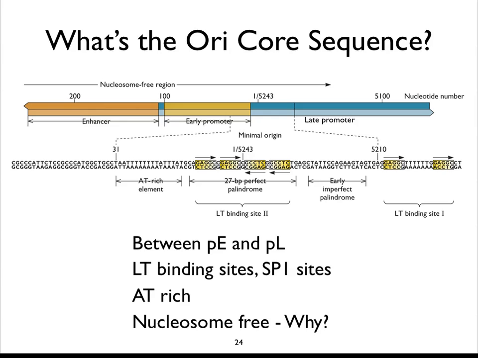Okay. What does it see? It sees this sequence. And this is the core. And as I told you before, in the polyomavirus family, the origin is pretty much between the promoter for the early region and the late region. It contains binding sites for this T antigen and SP1 sites, which happen to be regulatory sites for RNA transcription.